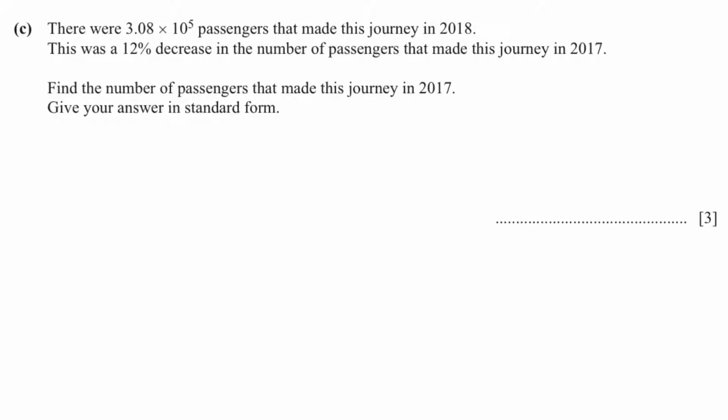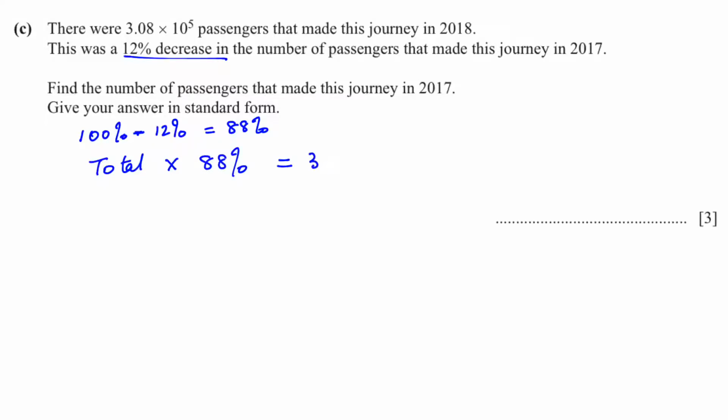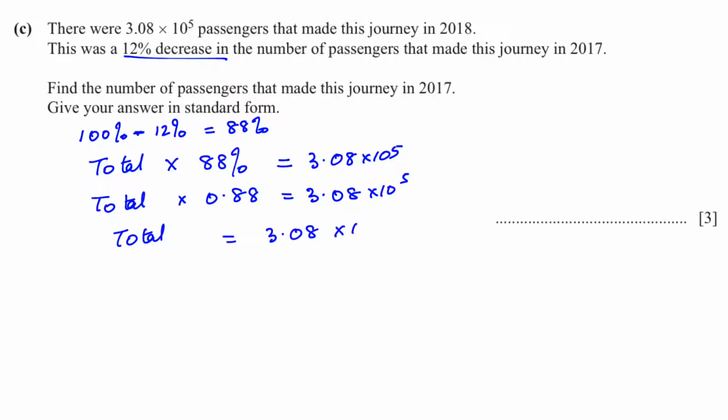If you have a decrease, you will write 100% minus 12%. You will get 88%. So the initial number of passengers multiplied by 88% is equal to 3.08 times 10 to the power of 5. 88% will become 0.88. And to find the total now, we will do 3.08 times 10 to the power of 5 divided by 0.88.